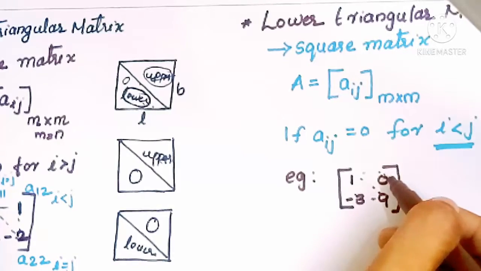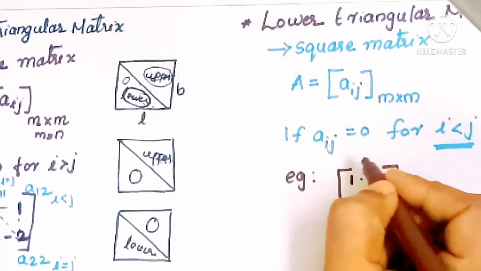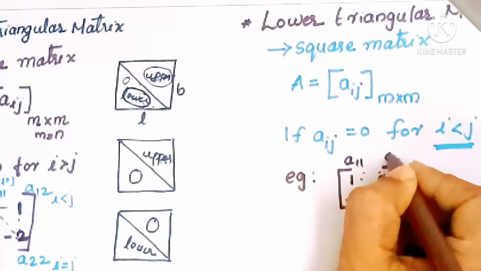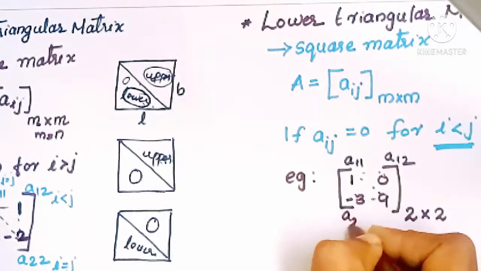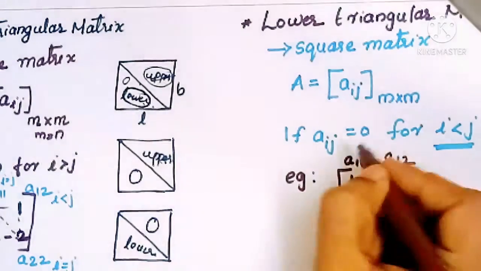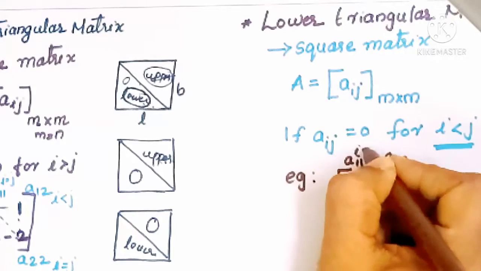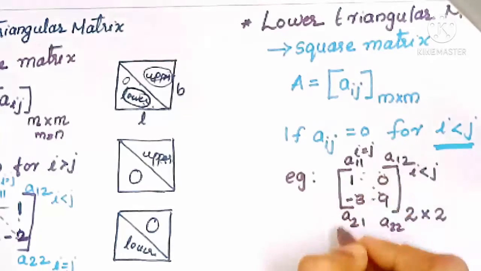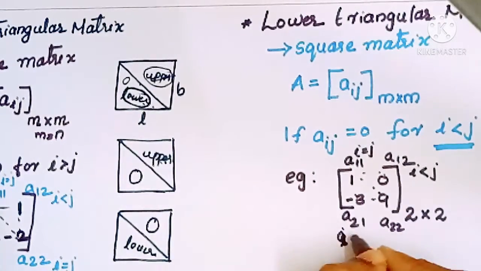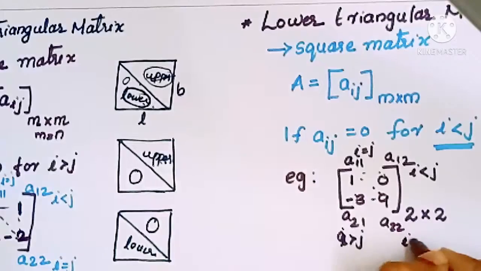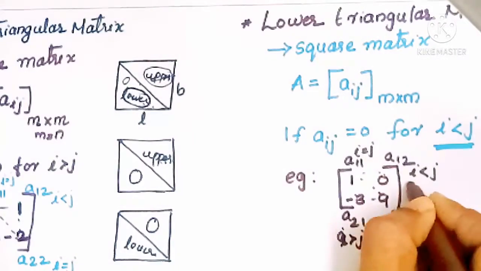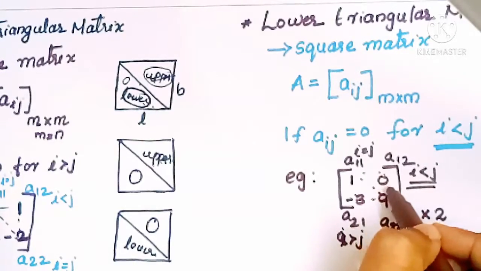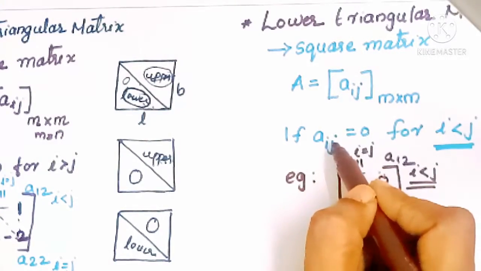Also, to understand this concept, we can check this condition. For that we can write the position values. Here A11, here A12, here A21, here A22. If you consider this A11, i is equal to j. Here i less than j. Here i greater than j. Here i is equal to j. If you consider the condition i less than j, here the element becomes 0. So this is the necessary condition of a lower triangular matrix.